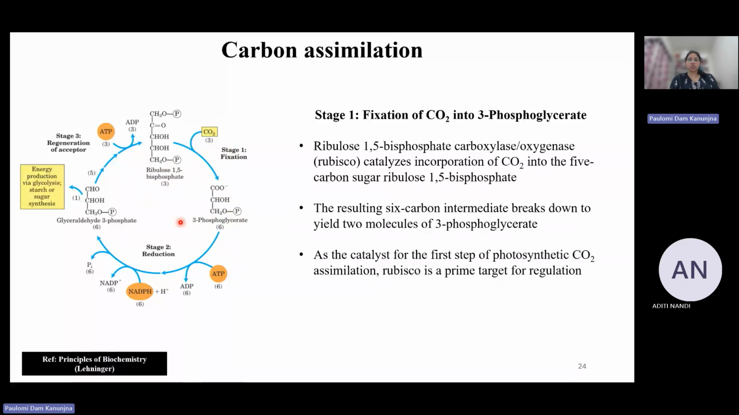So you have 2 molecules of 3-phosphoglycerate, and as I told you, Rubisco is a very important enzyme. So it is also a prime target for regulation, which we are not discussing. But when you are reading up, do keep a check on how Rubisco is regulated, right? So the first step gives you 3-phosphoglycerate.